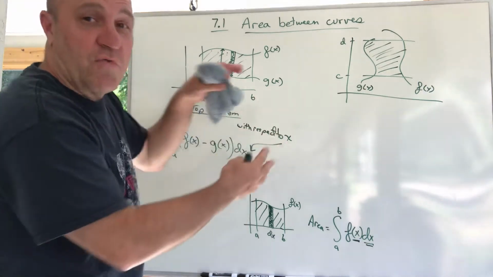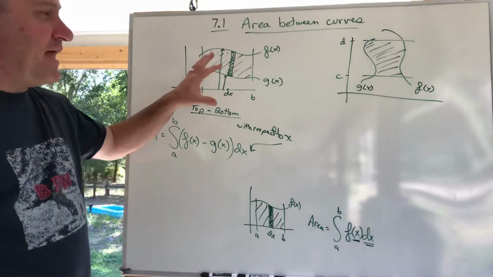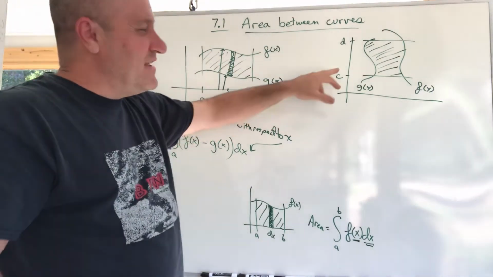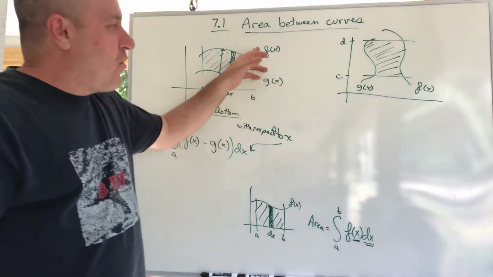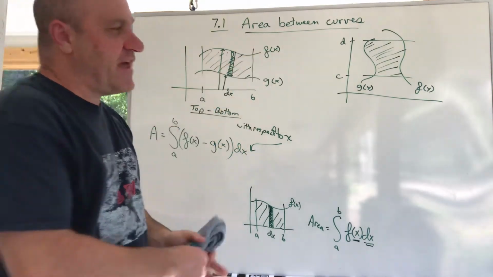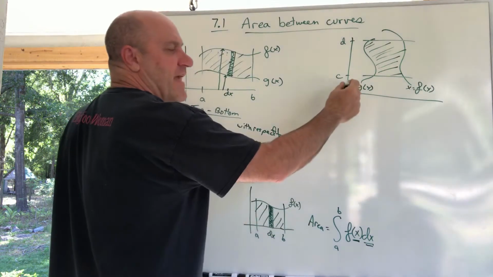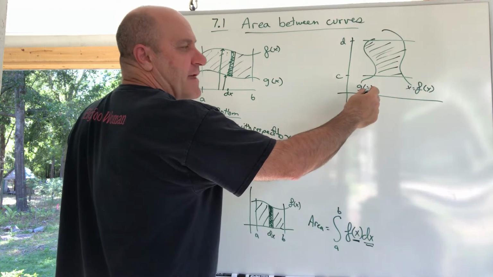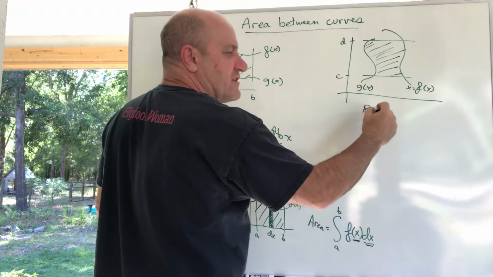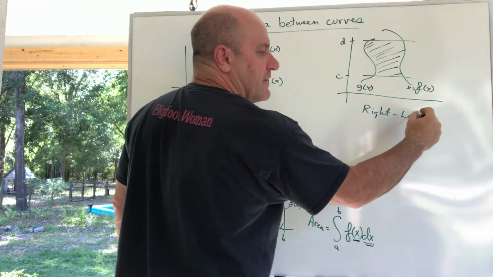Well, you can do this whole thing sideways. So, these are y values. Y is a function of x. Over here I have x equals a function f of y, and another x equals a function g of y. And I can do this. I use the catchphrase right minus left.